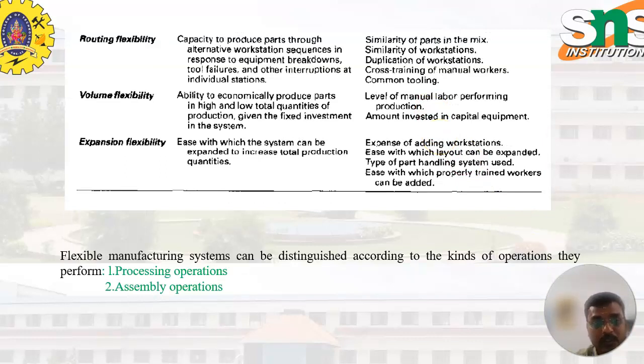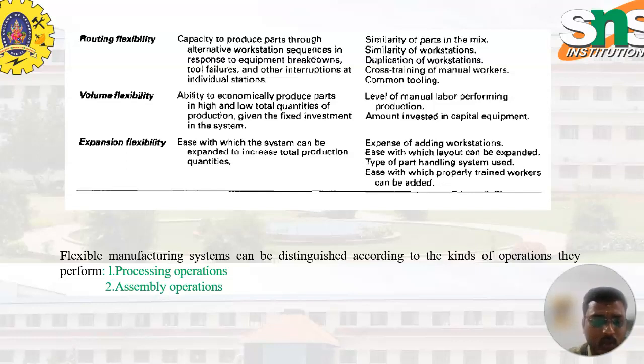Then routing flexibility is the capacity to produce parts through alternative workstation sequences in response to equipment breakdowns and tool failures. In case any machine breaks down or tools fail, we can directly move that work part to another machine to complete the process. Volume flexibility is the ability to economically produce parts in high and low total quantities of production given the fixed investment in the system. Expansion flexibility is the ease with which the system can be expanded to increase the total production quantities.